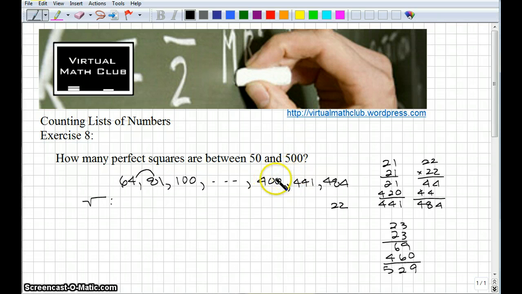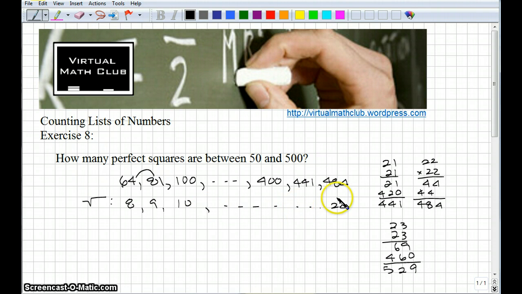The difference between consecutive numbers is not a constant. So like here you can see this is 41 and this is less than 41. So we don't get a common difference. So this is not an arithmetic sequence. But we can still count this list because when we undo the squaring, we get 8, 9, 10, all the way up to, we said, 22.